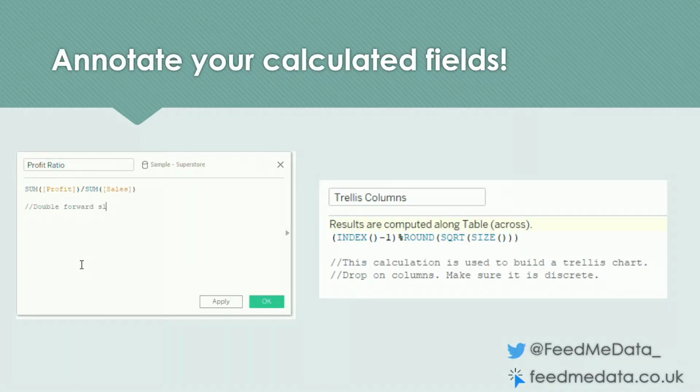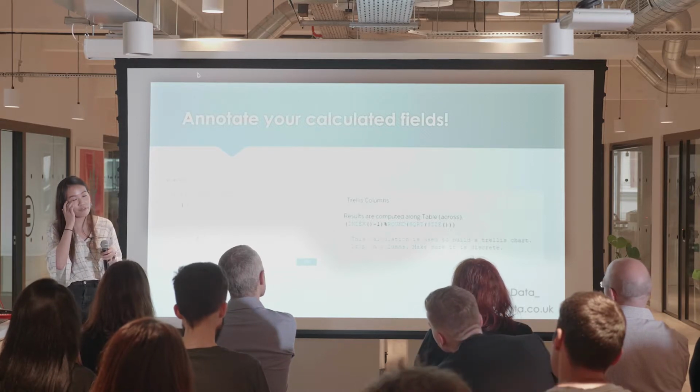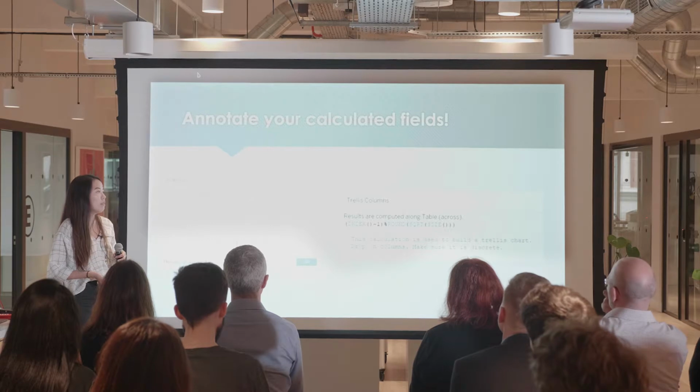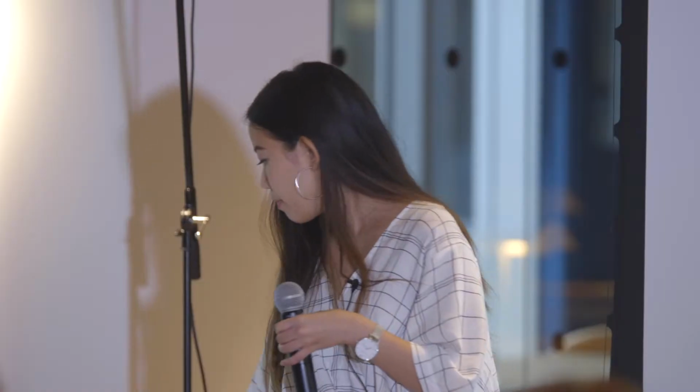Annotate your calculated fields. Now this one, I think is super important. It takes a bit of time, but it's worth doing. An example of this is the one on the right, which is one I made about 6 months ago for building a trellis chart. But I actually opened up the workbook. It had no annotations, and it wasn't named trellis columns, and I forgot what it did. I'm not a mathematician. I had no idea. I had to figure out step by step what this calculation is. And I'm sure others who open up the workbook would have to do the same. So avoid that, do a double slash, write your comment, tell the user what they should do with this field, make it useful for them. And this is especially important if you're handing over to clients.